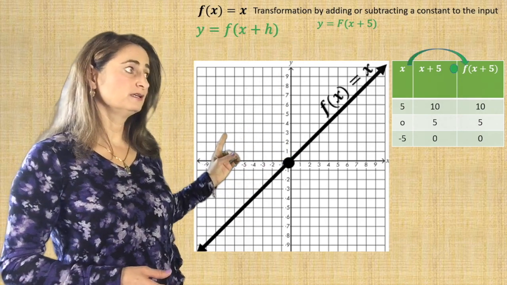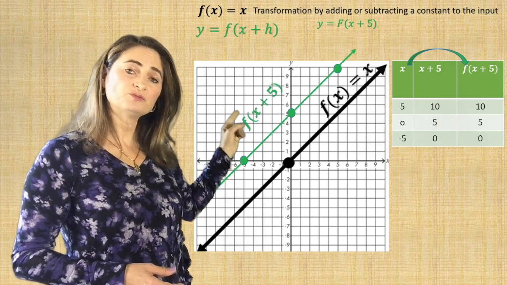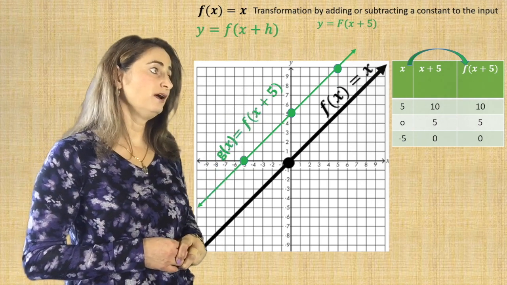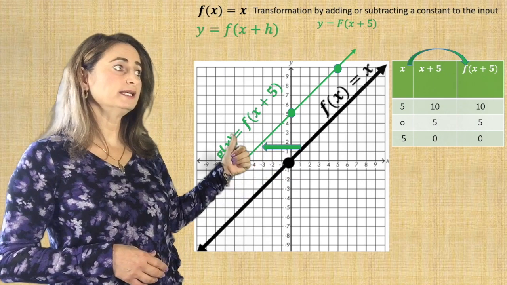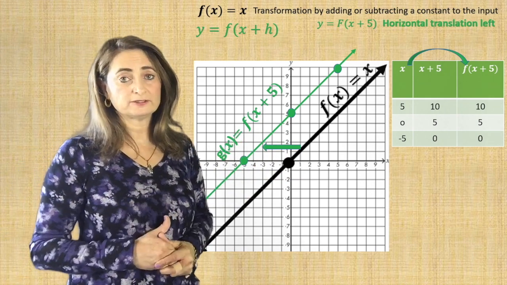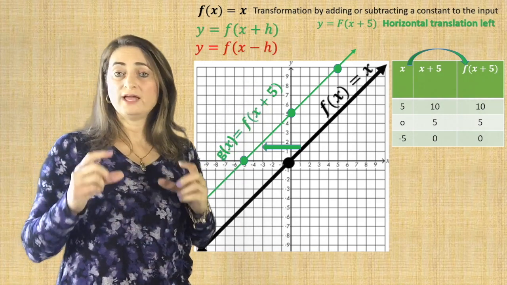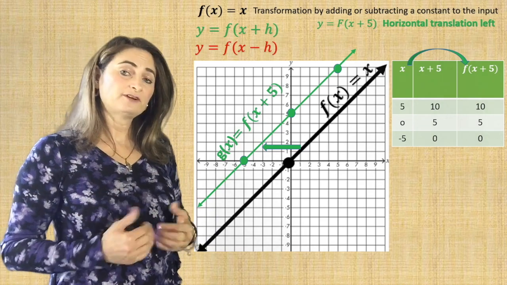Now graph it, put a line through it, name it g of x, which means a new function, equal f of x plus 5. Watch how this is a horizontal translation going to the left. Now let's subtract from the x. When you have y equal f of x minus h. So let's subtract 5 this time.